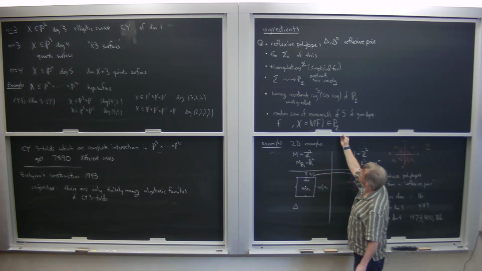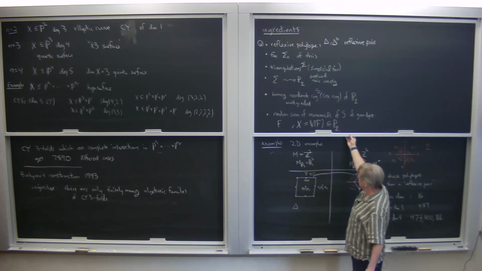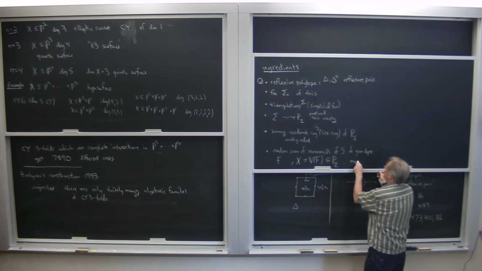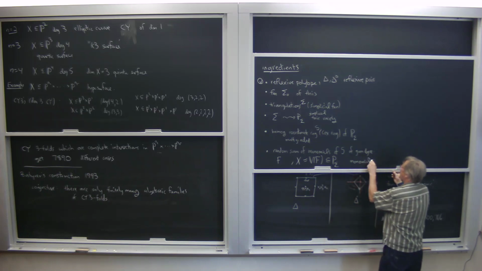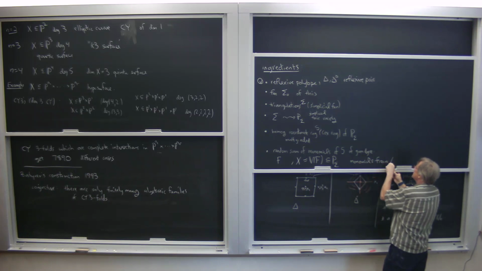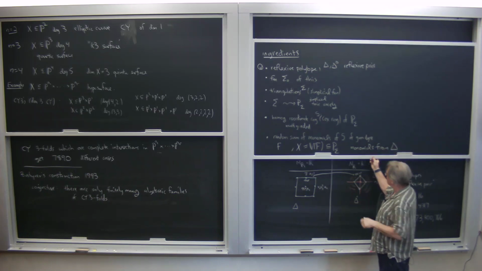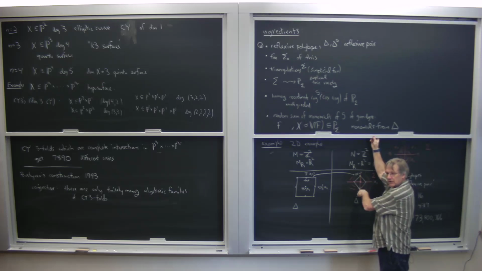Okay. So that's that. So this is coming from the monomials from delta. The only thing that is really a problem here is that we want this thing to be simplicial.